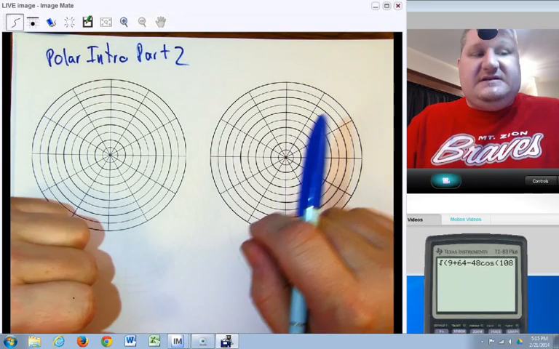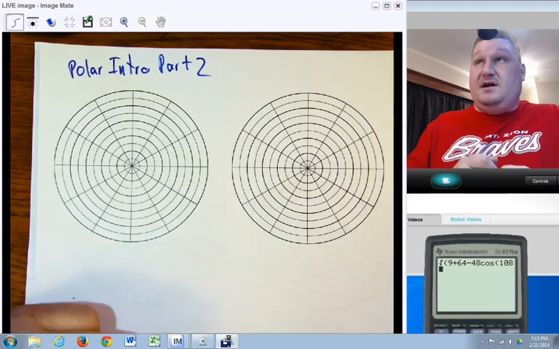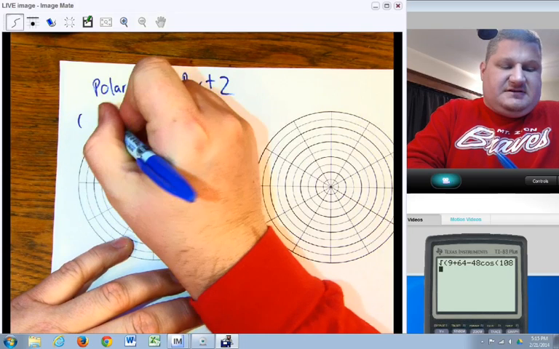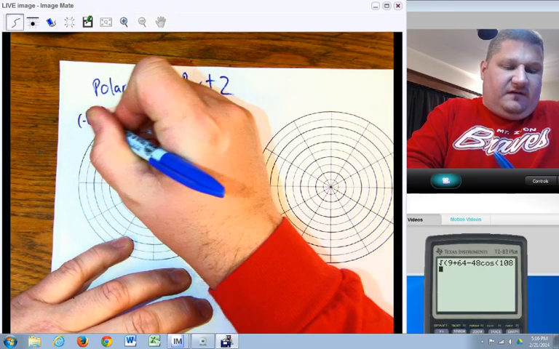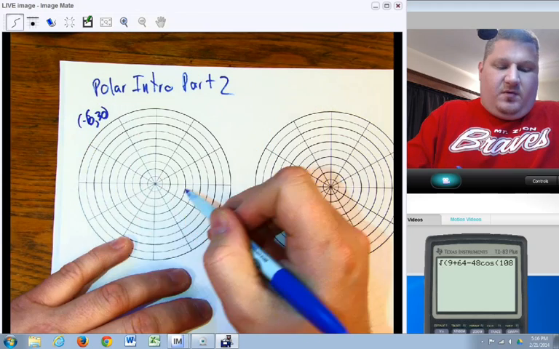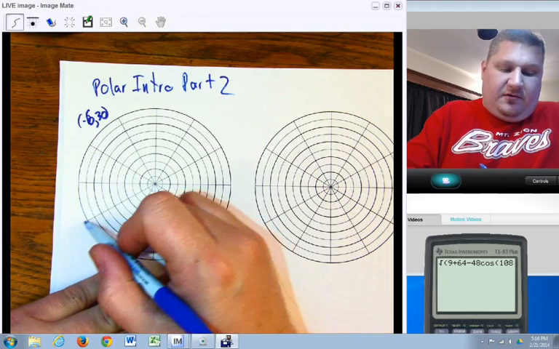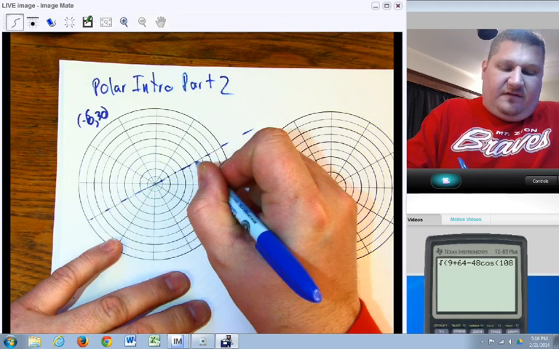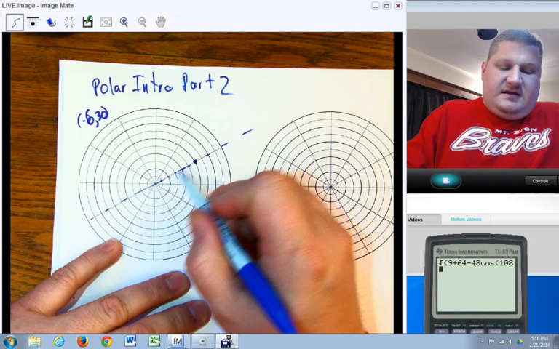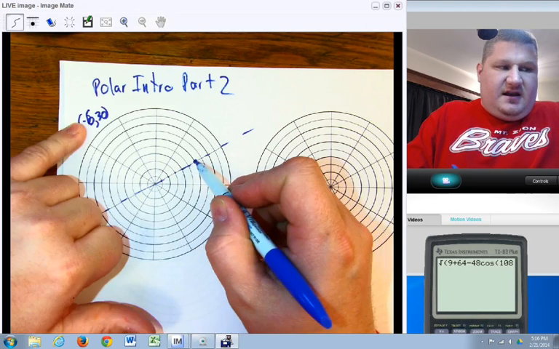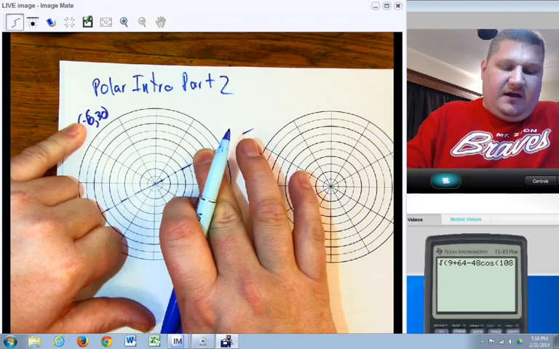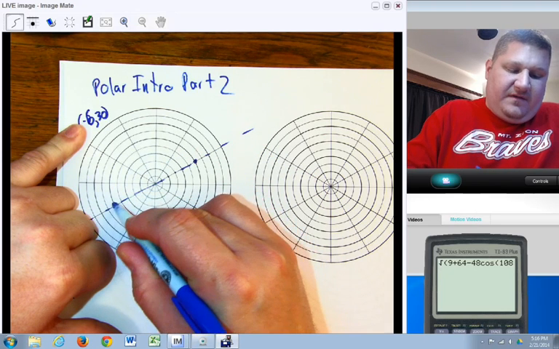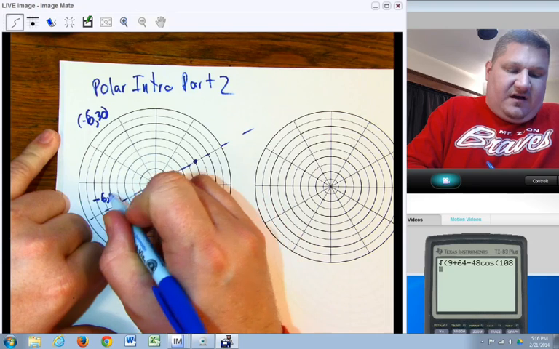Okay, ladies and gentlemen, let's finish what we were working on last time when the power went out. What we were doing was something to the effect of, if I had the point negative 6, comma 30, we would still go up the 30 degrees, so our 30 degrees somewhere in here. And we go out 1, 2, 3, 4, 5, 6. But instead of going out 6 in the positive direction, the negative means we go up to 30, but back 1, 2, 3, 4, 5, 6. So our point here is negative 6, comma 30.